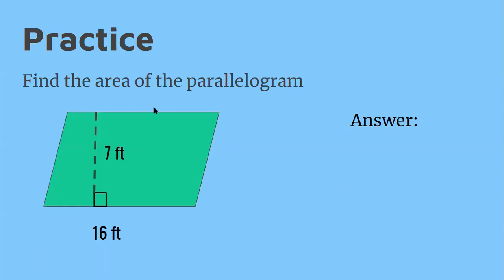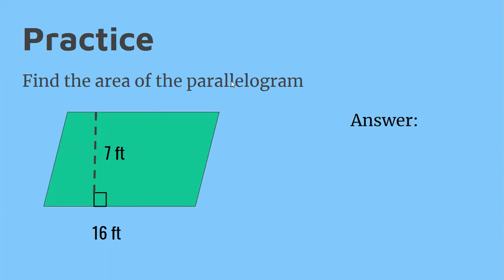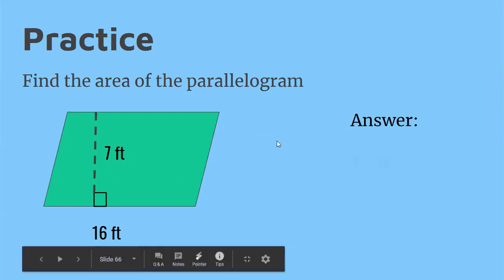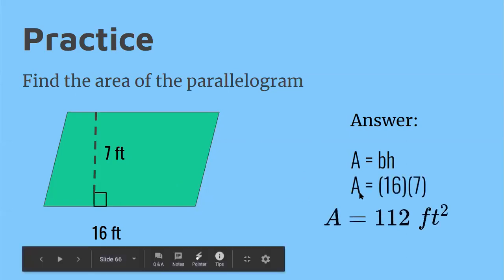Next. Again, find the area of this parallelogram. So 7 and 16 feet. So pause. When I count down to pause, finish everything up, and then come back. So 3, 2, 1, pause. And welcome back. So here we have the answers. A equals BH, and then we plug in 16 for B, 7 for H, and multiply them together, and we should get area equals 112 feet squared.